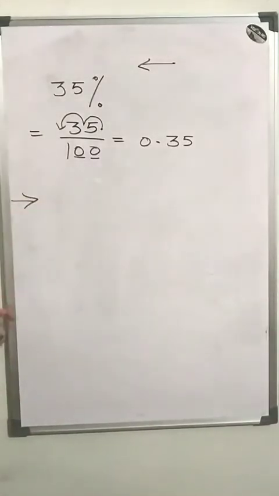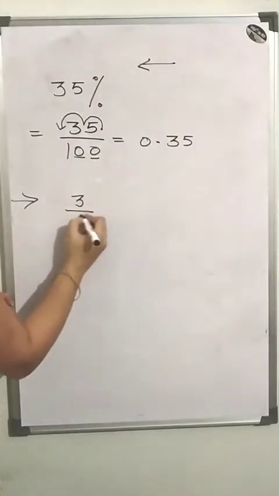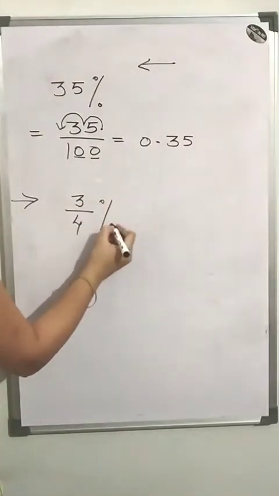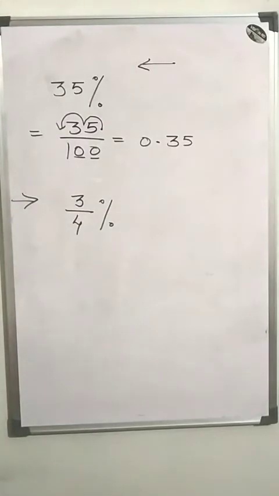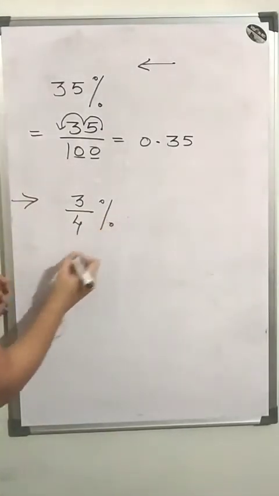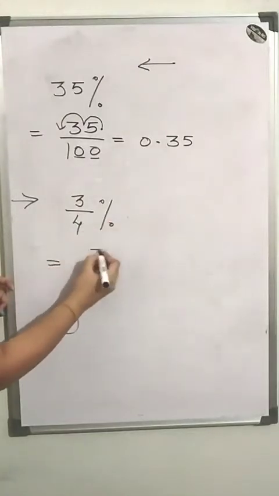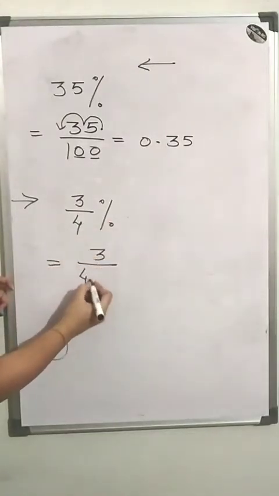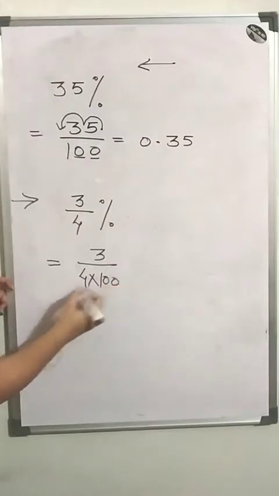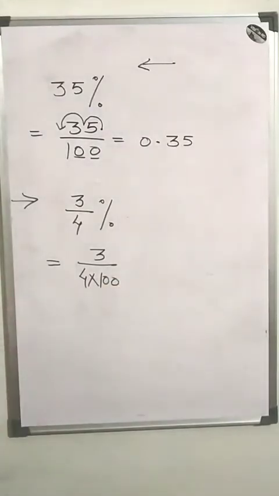So in this way you can convert percentage into decimal. Now I am taking one more example. The question is 3 upon 4 percent. This you again convert into decimal. How do we convert? Again you divide the number by 100. So here I am writing 3 upon 4 upon 100.